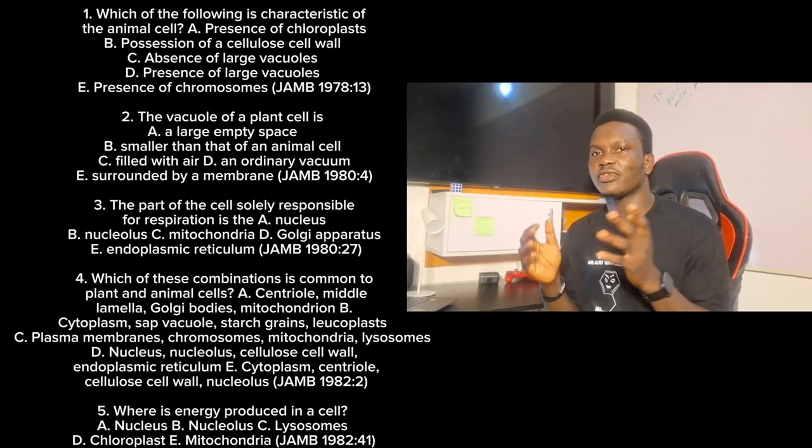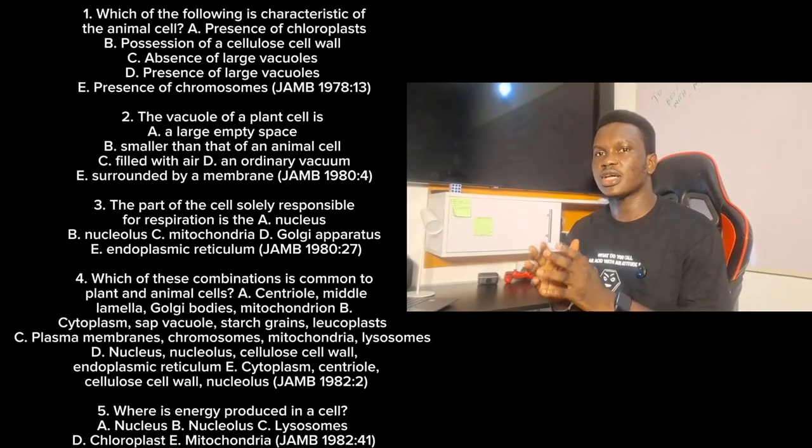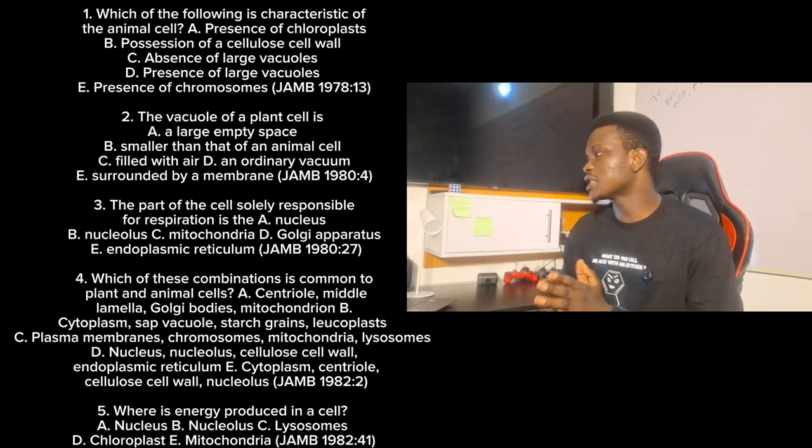In the last class, I explained every principle and everything you have to know about the cell theory. So today, we want to start solving all of the questions on it. The first question says, which of the following is the characteristic of animal cell? That means which characteristics belong to animal cell?